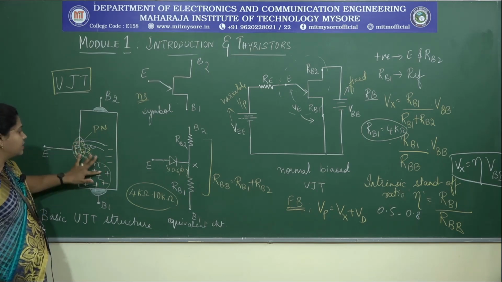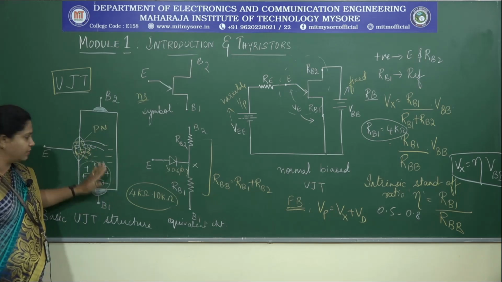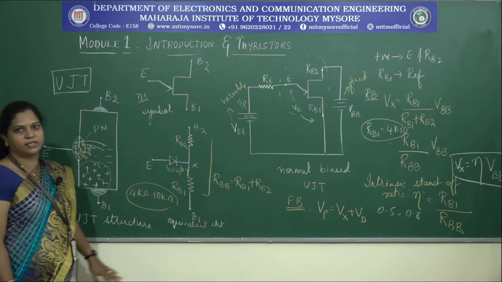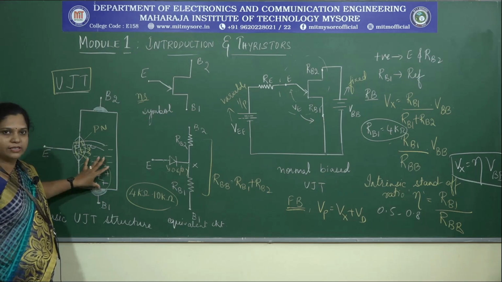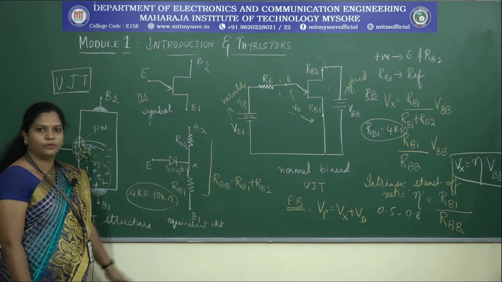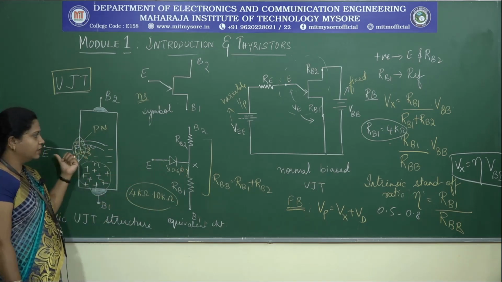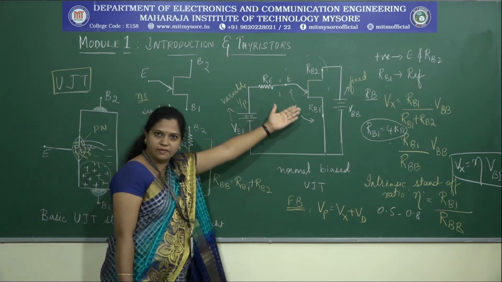Okay. Because of the accumulation of charges in the Rb1 region, a negative resistance comes into the picture. To understand more about this negative resistance, we have to study the VI characteristics of UJT. I hope till now you have understood how the emitter diode is forward biased and how it is reverse biased.